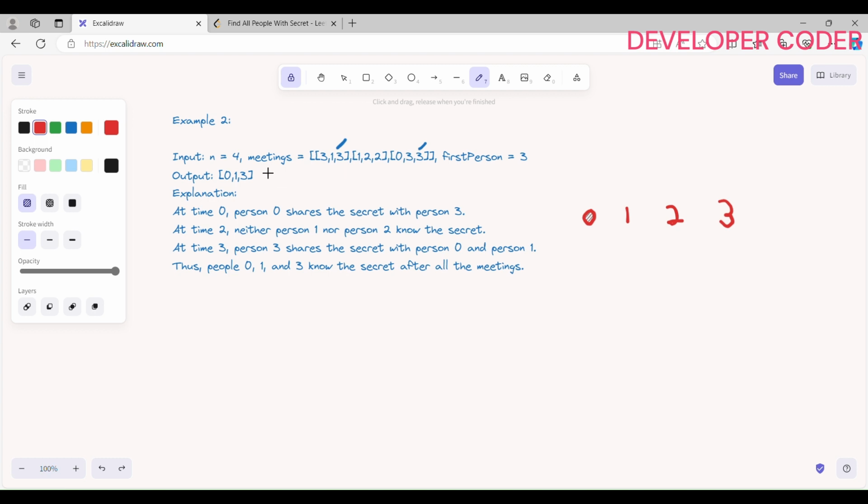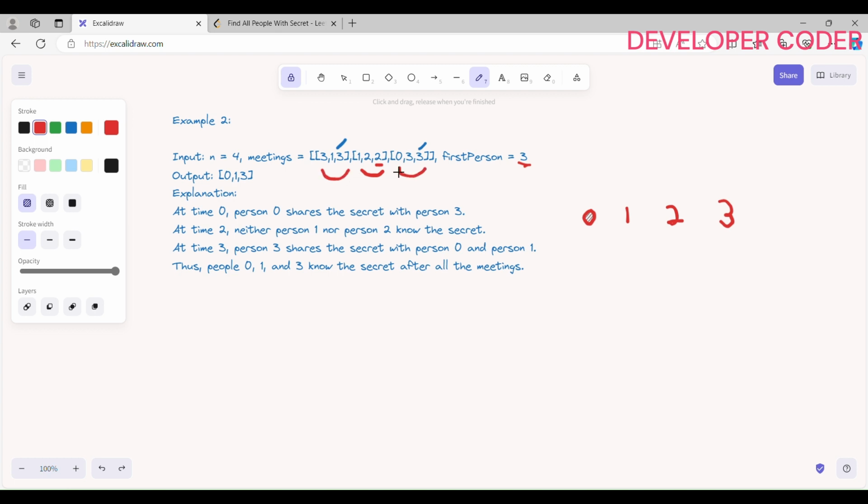When n is equal to 4, these are the meetings. Initially 0 is going to tell the secret to person 3. So this is clear. At time 0, person 0 is going to share the secret with person 3. Now which meeting is going to be conducted first? The meeting which has less start time than the other meetings. So this meeting is going to be conducted first, and these meetings are going to be conducted later on.